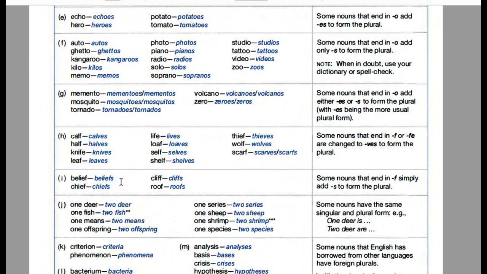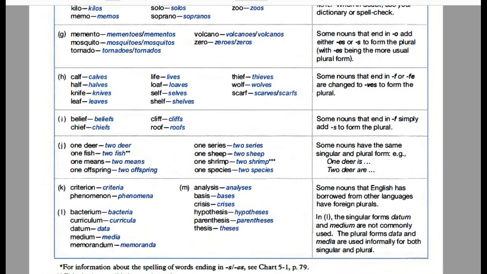Belief and beliefs, cliff, cliffs, chief, chiefs, and roof, roofs. Then we have one deer, two deers, one fish, two fish. We cannot count groups of animals like fish. There are so many kinds of fish, so we cannot say fishes unless we have a special type, like food, like salmon. We eat two fishes, so you can count two fishes. You can tell others that you have two fishes on the table.